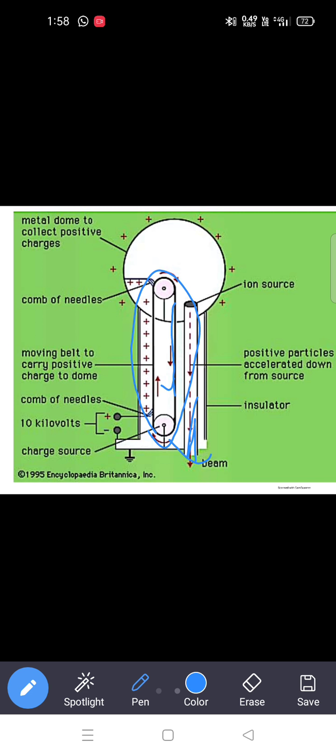The wire brush steals electrons from the rubber band, and the positively charged glass steals electrons from the upper brush. So the sphere, the soda can, becomes positively charged up to 20 kilovolts. Okay, so this is the main working principle of the Van de Graaff generator.